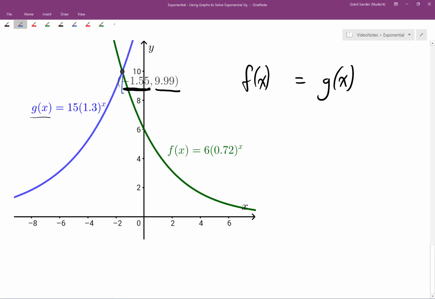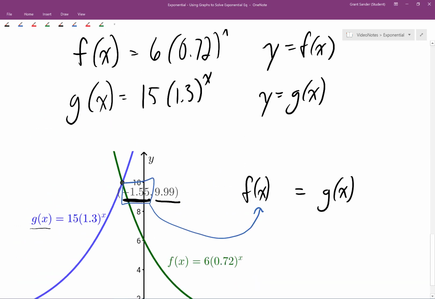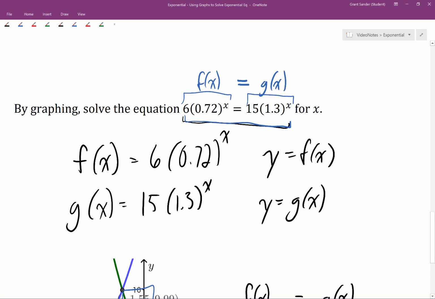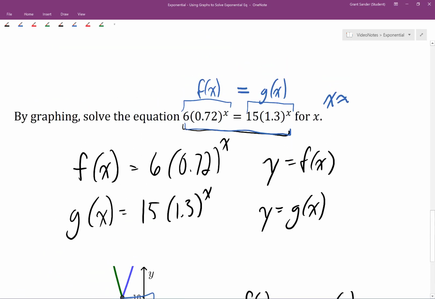And so this x value here, negative 1.55, is the value of x that makes this equation true. So negative 1.55 makes f of x equal to g of x. And if we scroll back up, that value of x is what makes our original equation true. So the solution here, the value of x that makes this original equation true, is approximately negative 1.55. So when we approach things in this way, we can solve a lot of scary looking equations just by graphing.